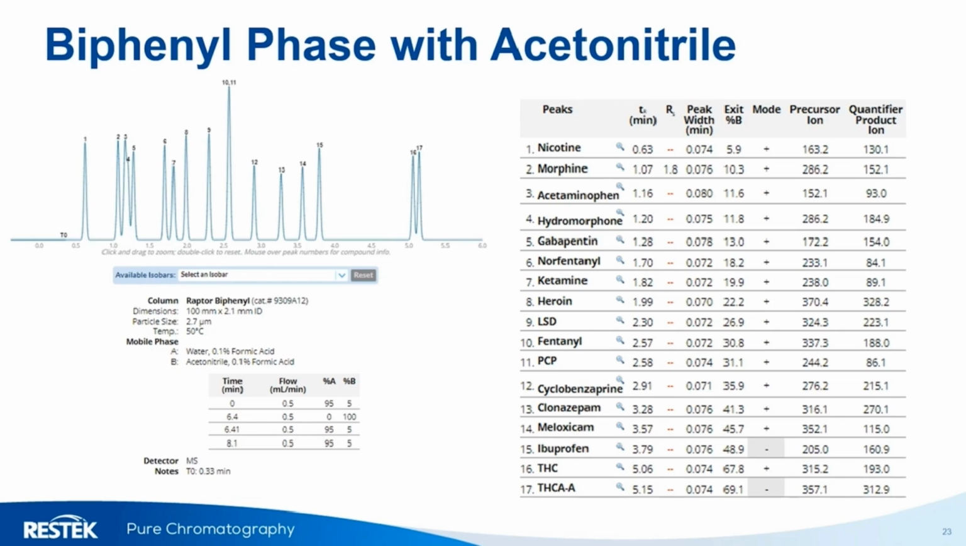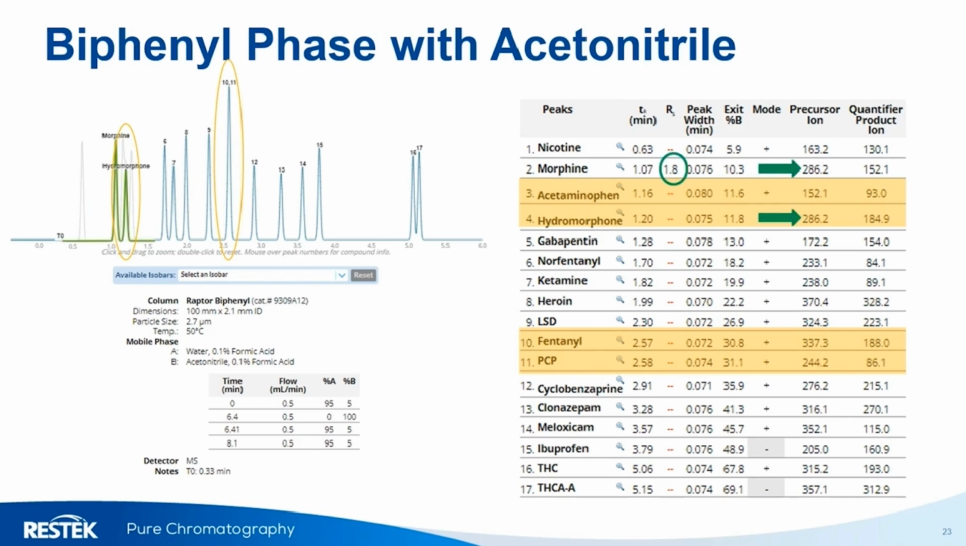My nicotine peak is out of the dead volume, so it is being retained, even in acetonitrile. And I do have, though, some coelutions there. Peaks 3 and 4, acetaminophen and hydromorphone, are partially coeluting, and fentanyl and PCP are totally coeluting in this separation. Again, these aren't isobars, so it's not mission critical that they be separated. I just have a preference for separating these compounds.